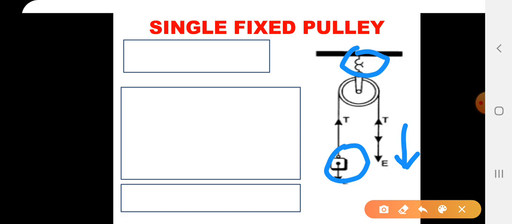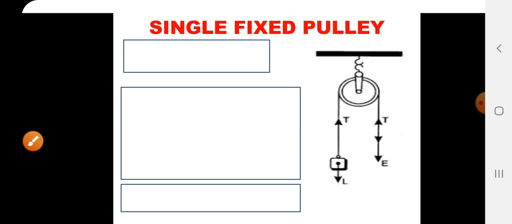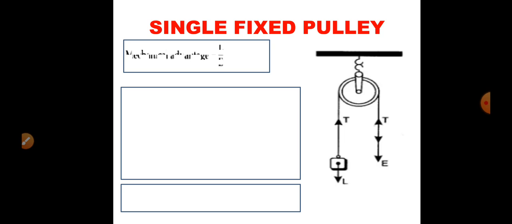Now what we are going to discuss in this single fixed pulley is mechanical advantage, velocity ratio and the efficiency. What is the mechanical advantage of this single fixed pulley? What is the velocity ratio of this single fixed pulley and the efficiency of this single fixed pulley? Now let us discuss. As we all know, the formula for mechanical advantage is load upon effort.